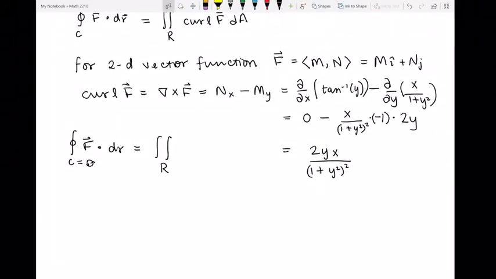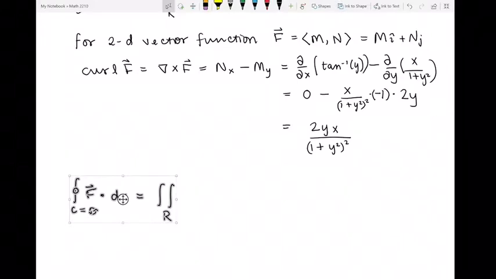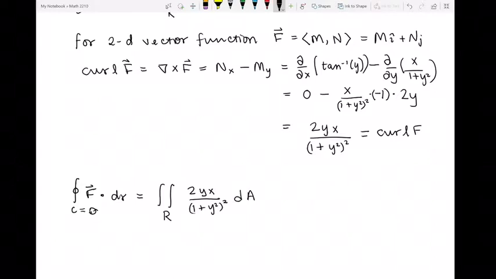Okay, so now we can shove this in. Let me just move this stuff down a little bit out of the way so I don't get confused. This was the curl. Remember, this is what we calculated to be the curl of f. So if we shove that in, according to Green's theorem, this will be 2yx over 1 plus y squared, this guy squared. And then we'll just leave it as dA for the moment.